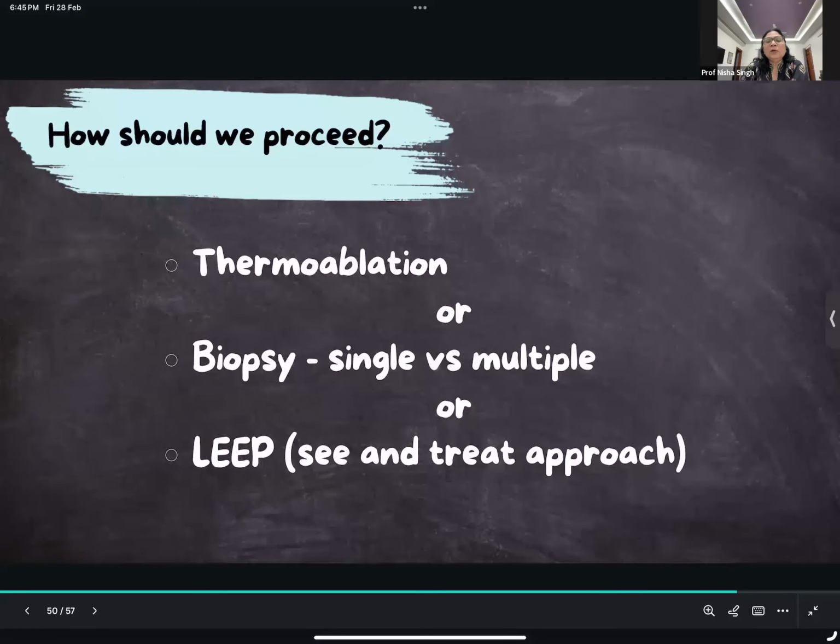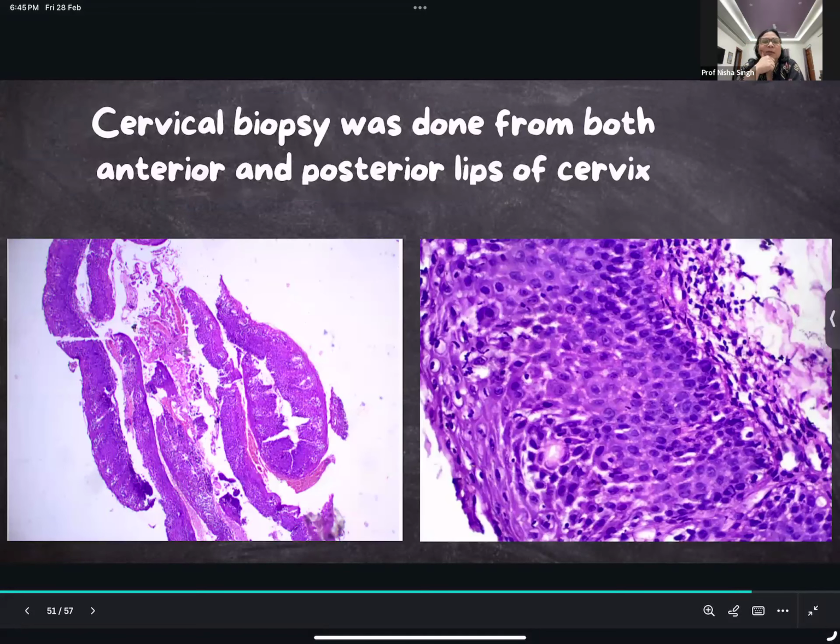So these are not the cases where one should go for thermal ablation. Absolutely not. You either do a biopsy, or again, as we were talking, only when the inner limit is seen clearly, then a LEEP. Otherwise, if the endocervix is involved, then a cone may be better. In this case, definitely I would like to rule out the invasive component. So you do a biopsy.